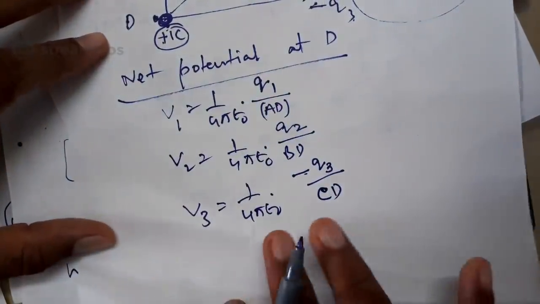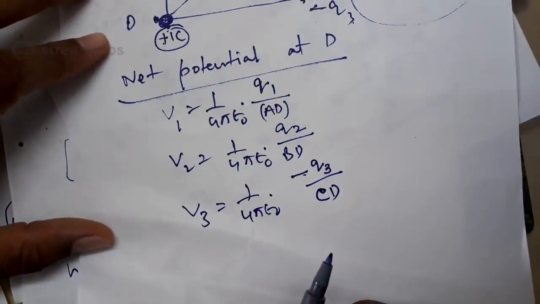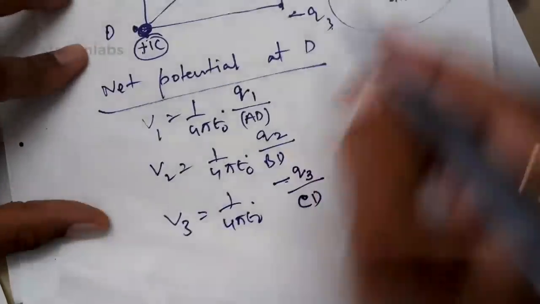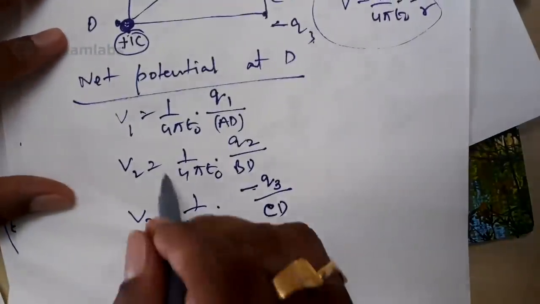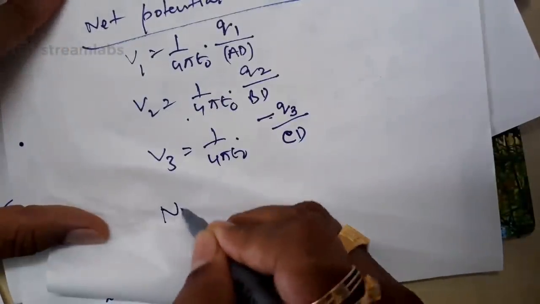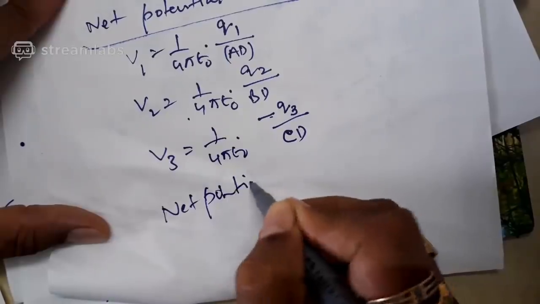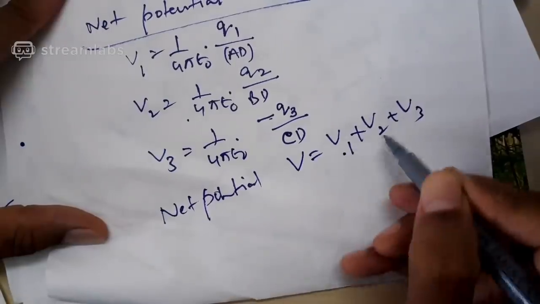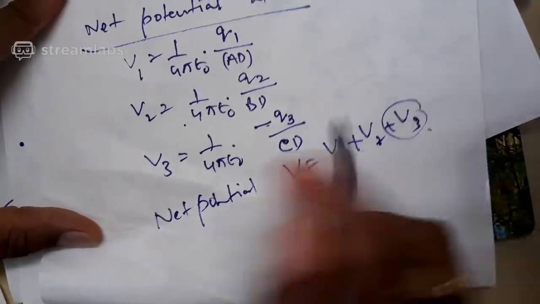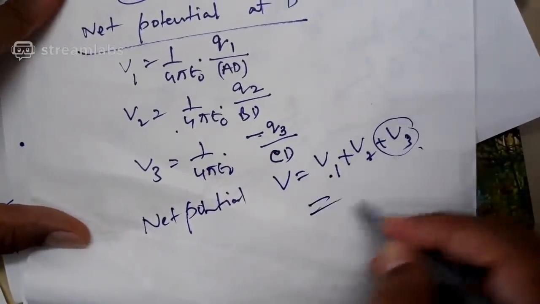After finding them individually, what should I do? Draw a direction? No, because potential is a scalar. Only for intensity should you draw the direction and do the vector sum, maybe using the parallelogram law. But potential is a scalar, so net potential V is just the algebraic sum, V1 plus V2 plus V3. Of course, V3 will be negative, so include a negative sign in the addition. You will get the net potential.